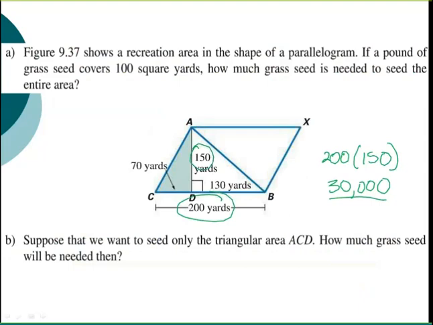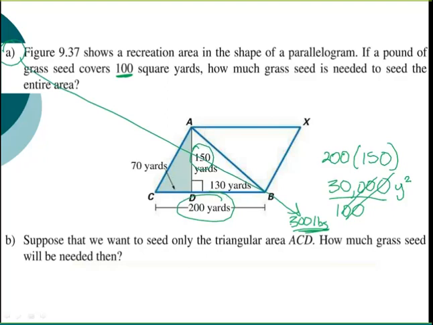Well, 1 pound covers 100 square yards, and this is 30,000 square yards, so this is yards squared. We divide that by 100 to show how many pounds I need, and that'll cancel out 2 of the zeros. So I would need 300 pounds of grass seed to cover the total recreation area. So that's the answer for A, the 300.